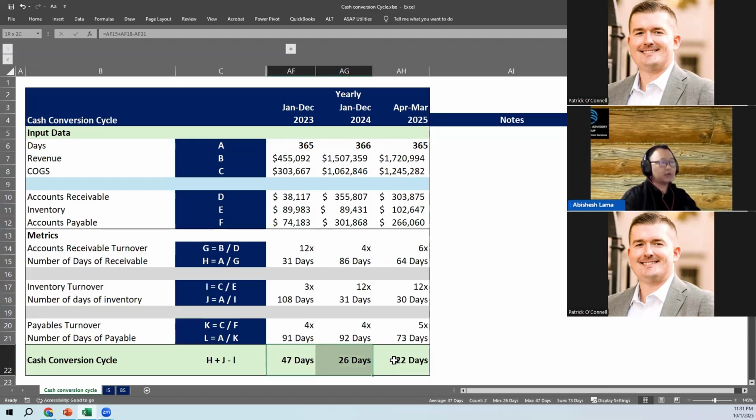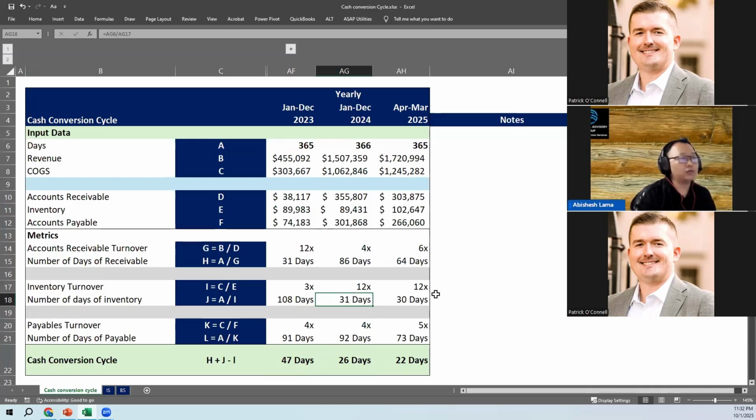So from this analysis, what we can see is in 2023, the inventory holding period was higher. They have purchased the inventory, but they were not able to sell it. So due to this particular reason, their cash conversion cycle was higher at 47 days. However, in 2024, what you can see is the inventory days have significantly improved from 108 days to 31 days.